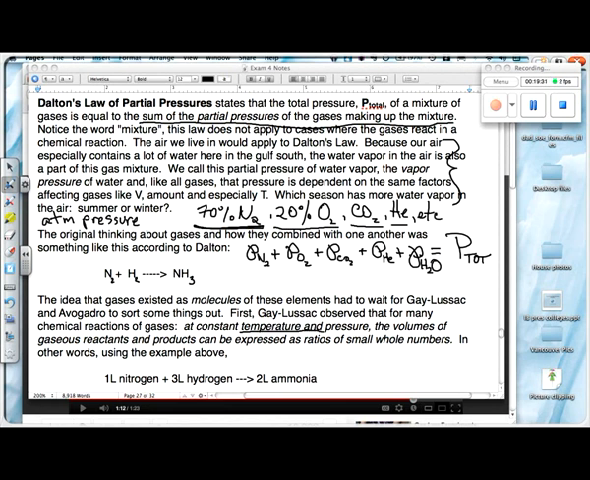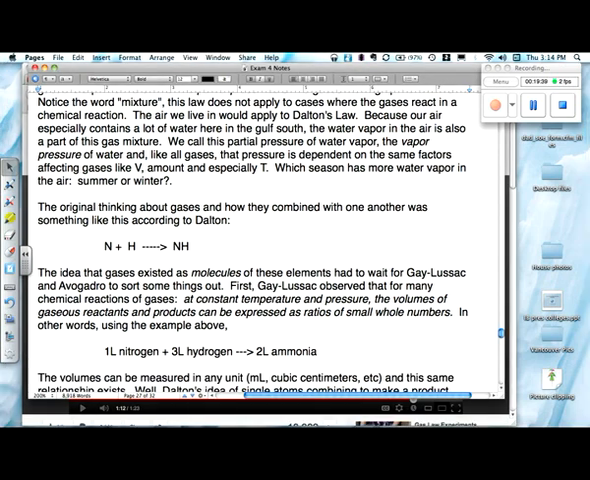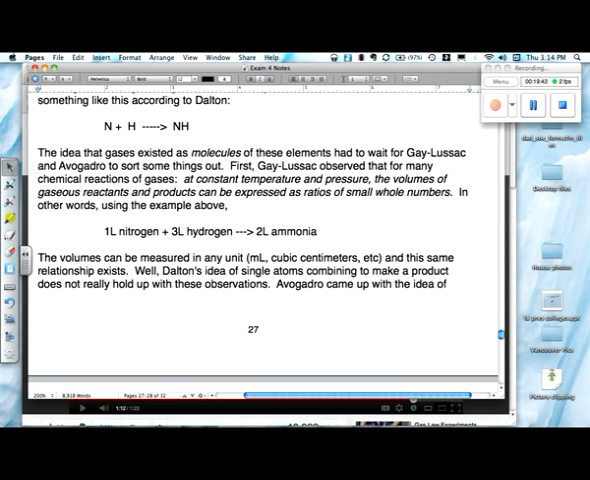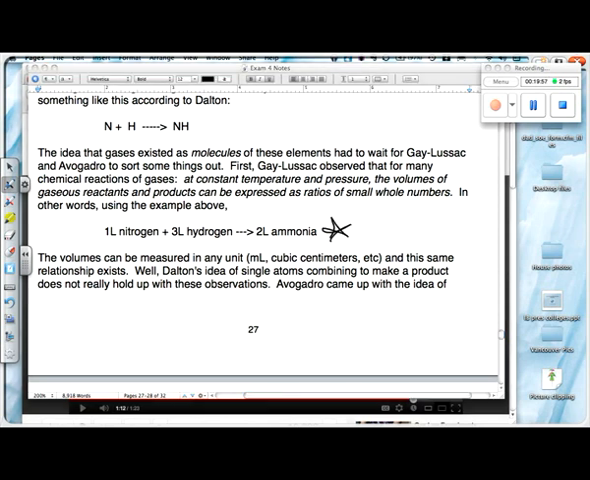He also said this, and it is important for our last lecture because we're going to apply it. So here's a chemical reaction. One thing he observed was that gaseous reactants and products can be expressed as ratios of small whole numbers. Well, this looks really familiar, because we revisit this ammonia equation a lot.